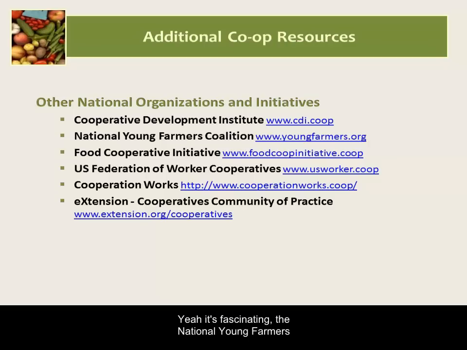Yeah, it's fascinating. The National Young Farmers Coalition is for people in their 20s and 30s that didn't necessarily grow up on a farm but want to get into farming, as well as for people that are new to farming, regardless of their age. And they have paired up with the U.S. Federation of Worker Co-ops in order to do some good learning and cross-training. The U.S. Federation of Worker Co-ops is doing some amazing things across the country with worker co-ops. It's fascinating to see those two organizations work together.